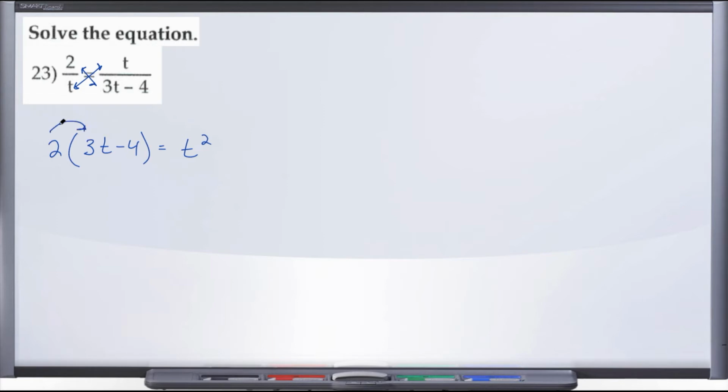But before we can set this to 0, let's distribute this 2 through the quantity 3t minus 4 and see what we get. So we have 2 times 3t, so that's 6t, minus 2 times negative 4 is negative 8, again equals t squared. And now we can go ahead and move the 6t and the 8 over and set this equation equal to 0. We'll do that by subtracting 6t from both sides and adding 8 to both sides.